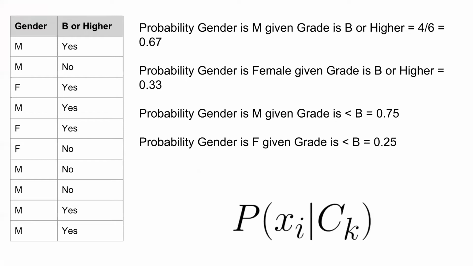So you can see we have 6 males in total. Wait, that looks like 7. 1, 2, 3, 4. No, 6, 7. Man, did I mess up my numbers here? I've been doing this for 5 years and no one said anything.